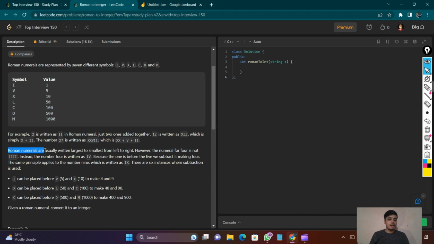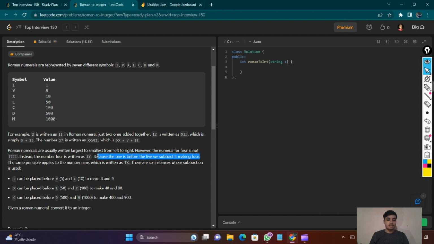It is saying Roman numerals are usually written largest to smallest from left to right. Here you can see in the previous examples that every Roman numeral has been written in a sequence where the highest one is first and the lowest ones are next to them. So it is largest to smallest from left to right. However, the numeral for 4 is not IIII, because IIII would satisfy our condition, but we write 4 as IV, which is the opposite of what we have seen: the smaller is before the higher one, which is V. Because the 1 is before the 5, we subtract it, making 4.